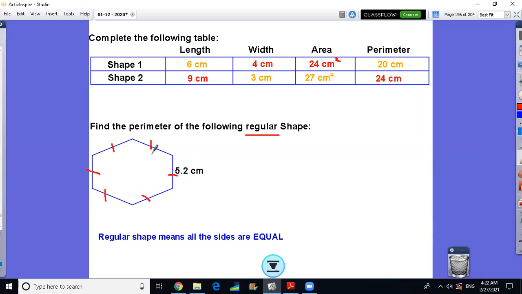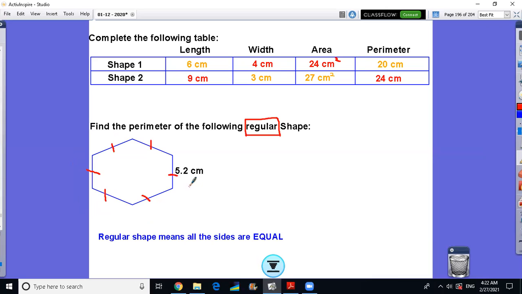How did you know, Mr. Ahmed, that all of them are equal, that all of them are 5.2? Because they said to us it is regular. They wanted the perimeter of this shape. I know, the perimeter is adding all the lengths of all the sides up. So it's 5.2 plus 5.2 plus 5.2 plus 5.2 plus 5.2 plus 5.2.